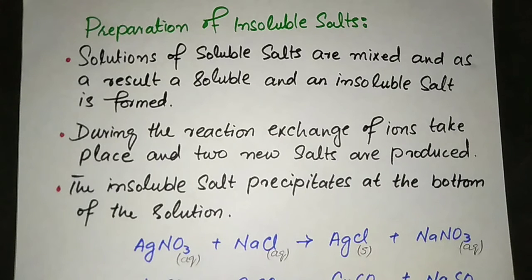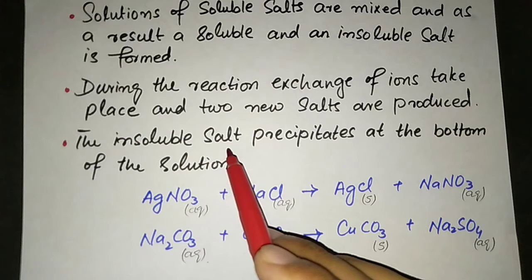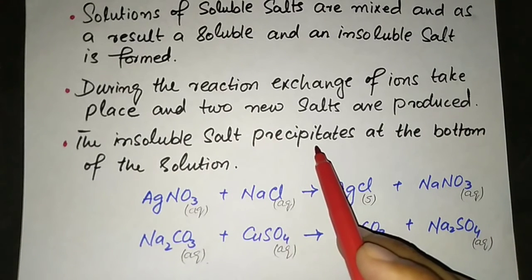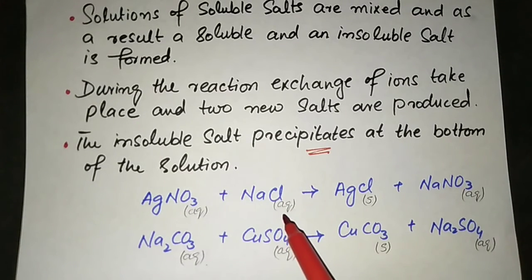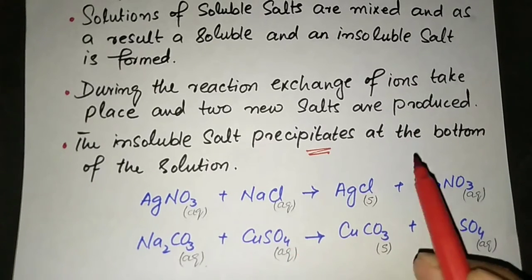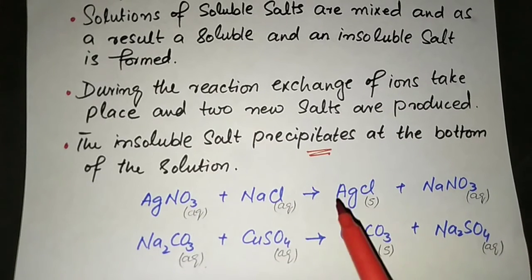The two soluble salts, when reacted together, have their ions exchanged, and as a result one insoluble salt is produced. That insoluble salt exists in the form of a precipitate that settles down at the bottom of the solution in solid form, whereas the second soluble salt that is present in the solution is in aqueous form.